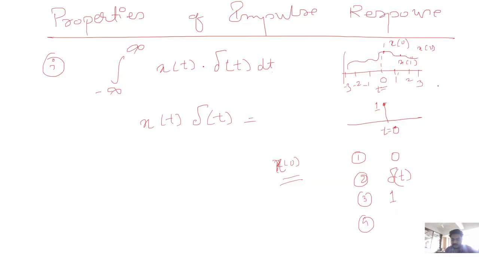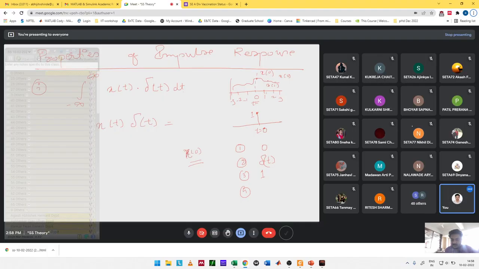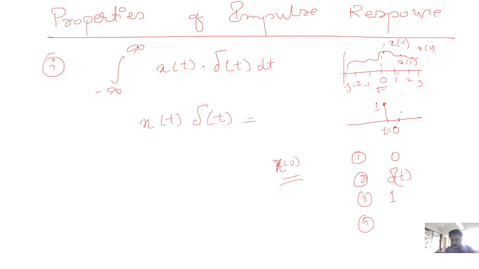But for others, these values are 0. If I multiply this over here, all the other values, for minus and plus, are going to be 0. Do you agree with me? At t equal to 1, it is 0. 0 multiplied by x of 1 is going to be 0, 0 multiplied by x of 2 is going to be 0. So only at t is equal to 0, I am going to get a value, that is x of 0. Do you agree with me?